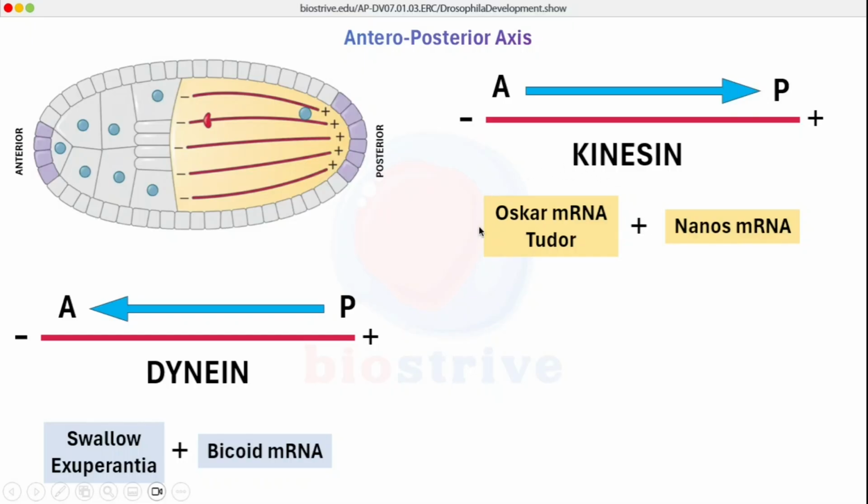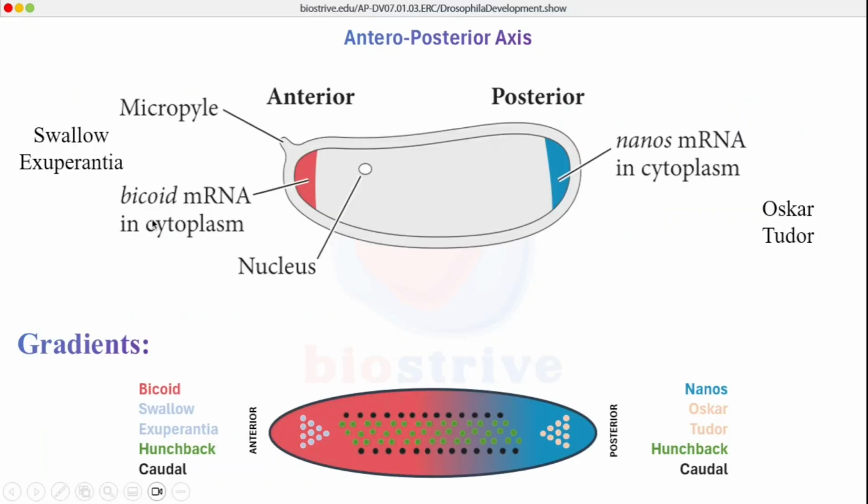Oskar and Tudor are localizing the nanos to the positive and posterior portion, and Swallow-Exuperantia is localizing the bicoid to the negative end or anterior portion. So we have bicoid at anterior and nanos at posterior as a result of all these interactions. As you can see, we have bicoid mRNA in the cytosol in the anterior portion, and we have nanos mRNA in the cytosol in the posterior portion.